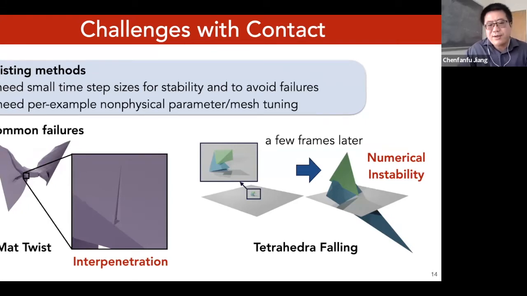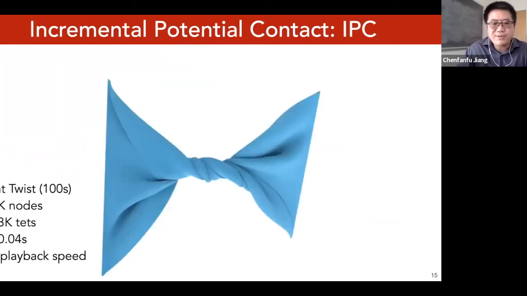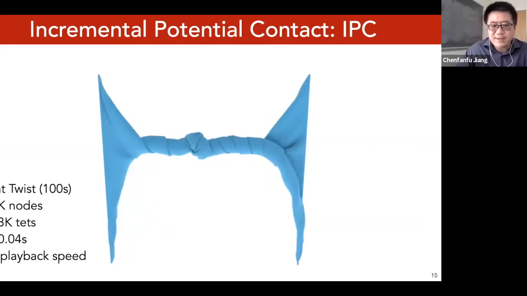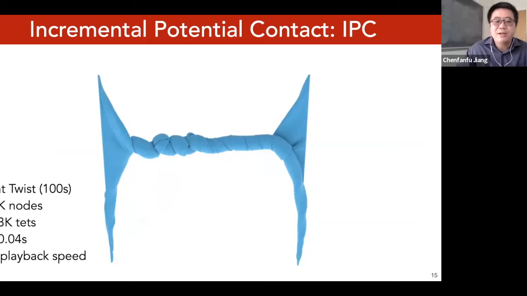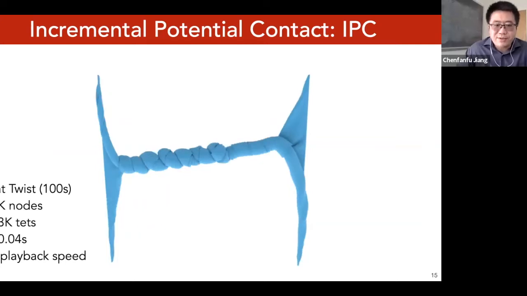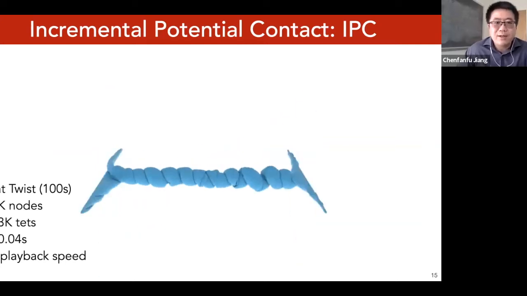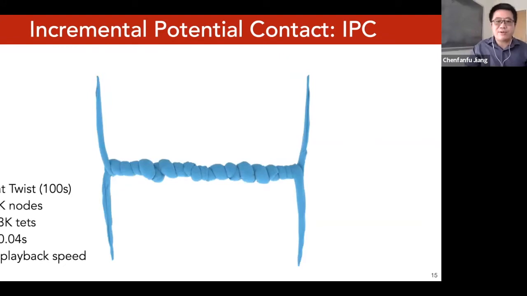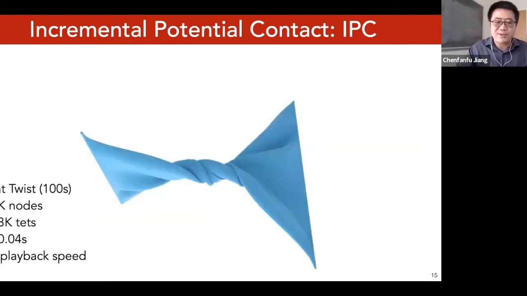So to address these challenges, we propose this new method called incremental potential contact, or IPC. Basically, we want to really guarantee intersection-free states and parameter tuning-free simulations. So we target really challenging cases, and we need stable and accurate simulations with as few parameters as possible.